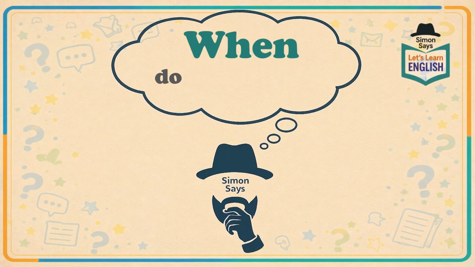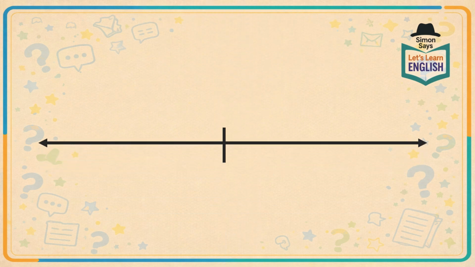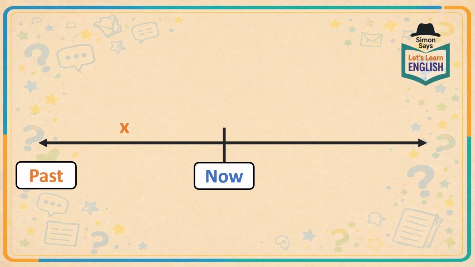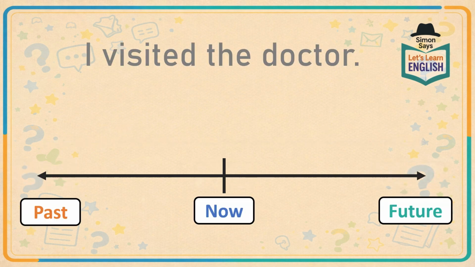Now, when do we use verbs? We use verbs whenever we want to talk about something that happened in the past or something that is happening now or something that will happen in the future. Let's look again at our example. I visited the doctor. Now, the word visited talks about an action in the past. The action has already finished.